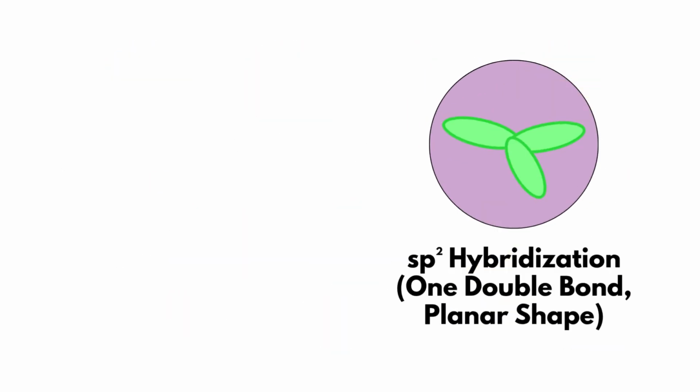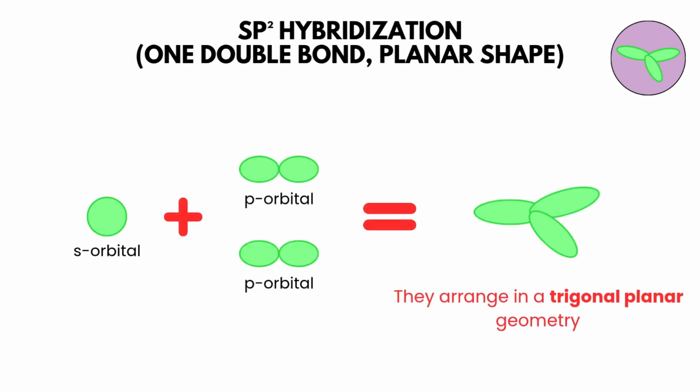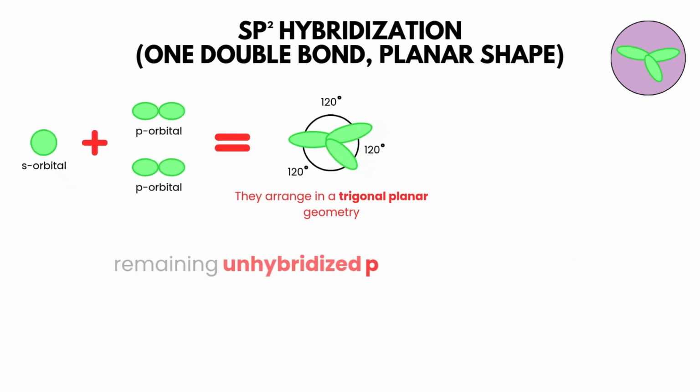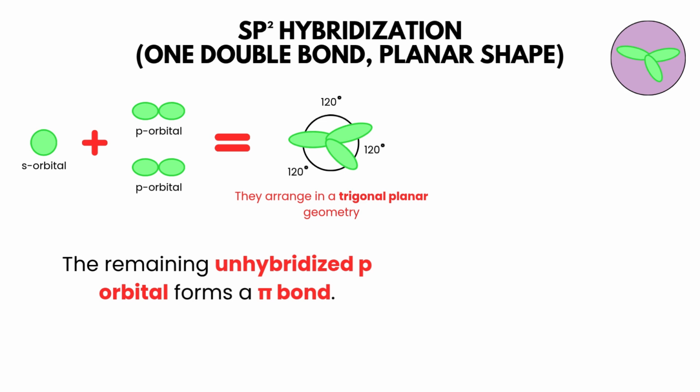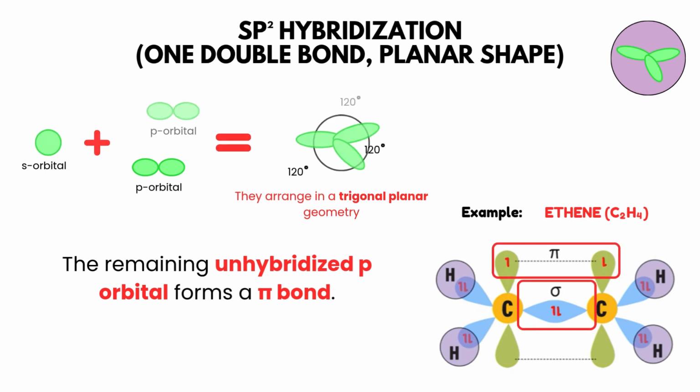sp2 hybridization, 1 double bond, planar shape. Now, 1 s and 2 p orbitals mix to form 3 sp2 hybrid orbitals. They arrange in a trigonal planar geometry with 120-degree bond angles. The remaining unhybridized p orbital forms a pi bond. Think ethene, C2H4, 1 sigma bond, 1 pi bond per double bond.